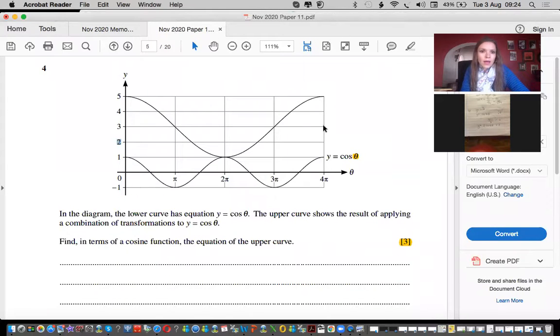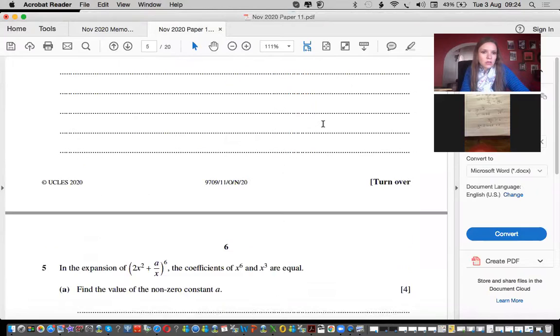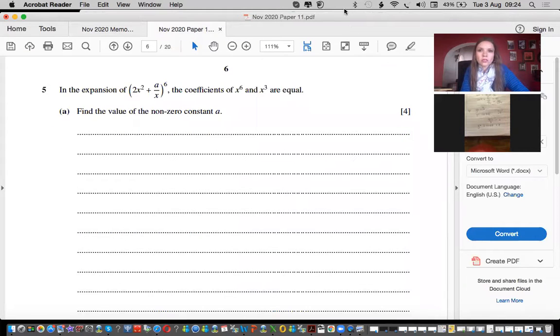Okay. Is that all for this one? Yes. Okay, we're on to question 5. This is binomial expansion. You guys are ready for binomial expansion?